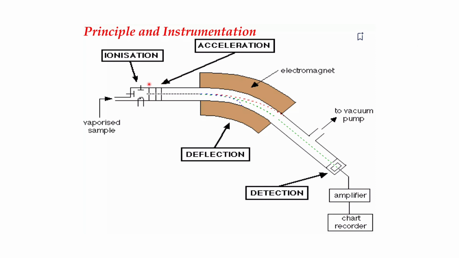Here is a diagrammatic representation of how the mass spectrometer instrument looks. Several steps of the whole process take place in each of these different sections of the instrument. Let's look at each of these processes: ionization, acceleration, deflection, and detection, in the next few slides.